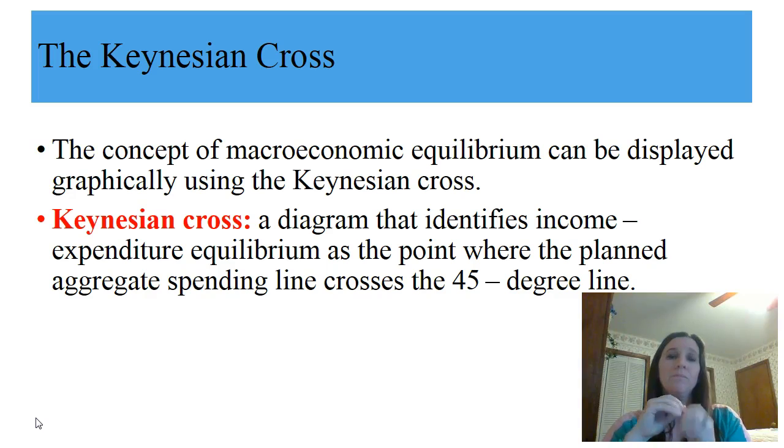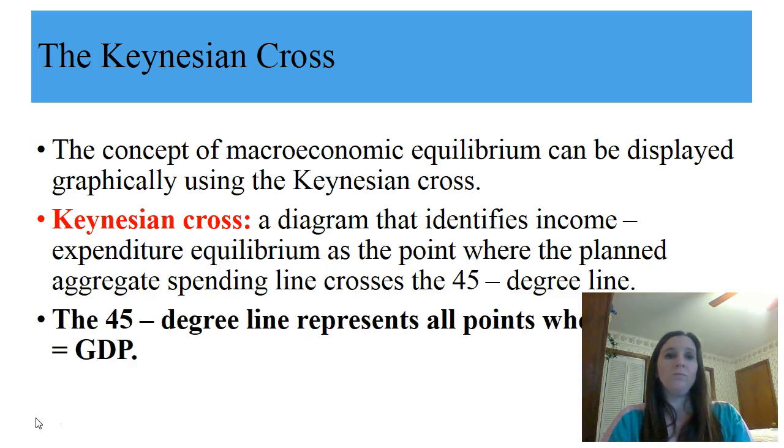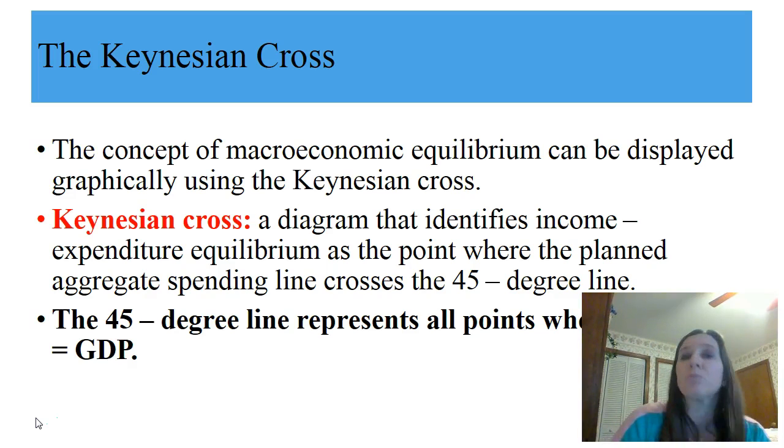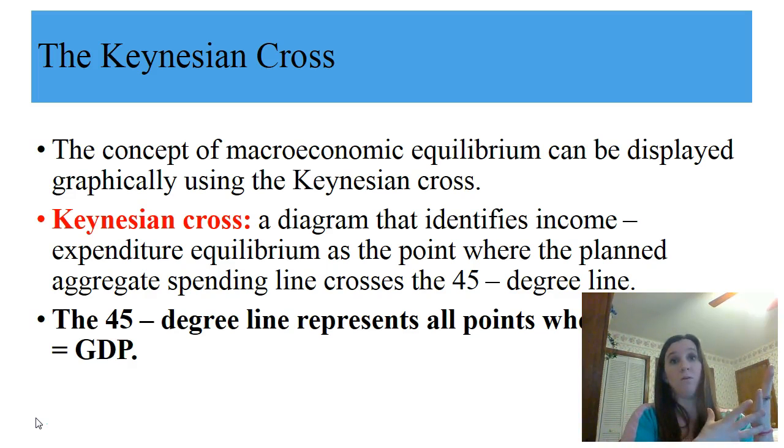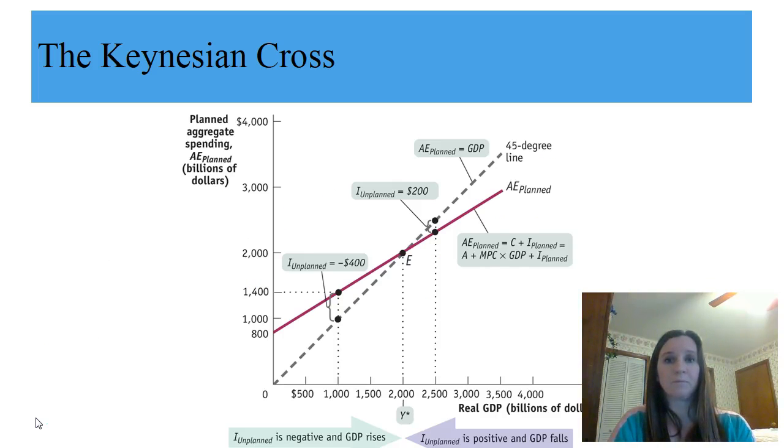That is our equilibrium. So wherever our planned aggregate expenditures line intersects that 45-degree line, that's where the equilibrium is, because that is the point where my X value, which is real GDP, is going to equal my Y value, which is planned aggregate expenditures. So let's look at a picture of that.